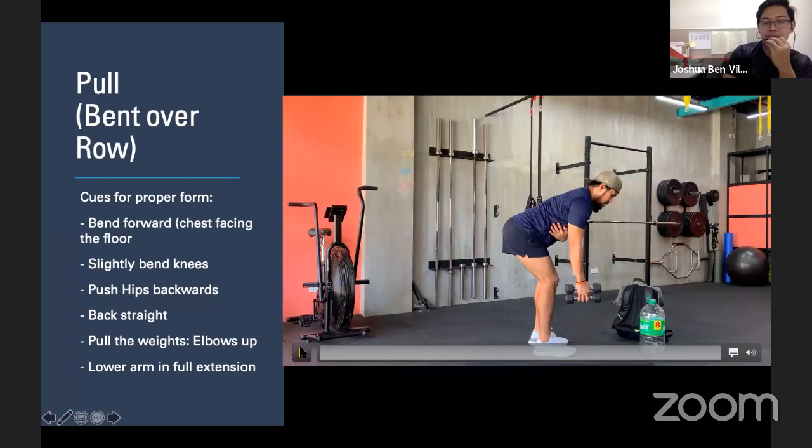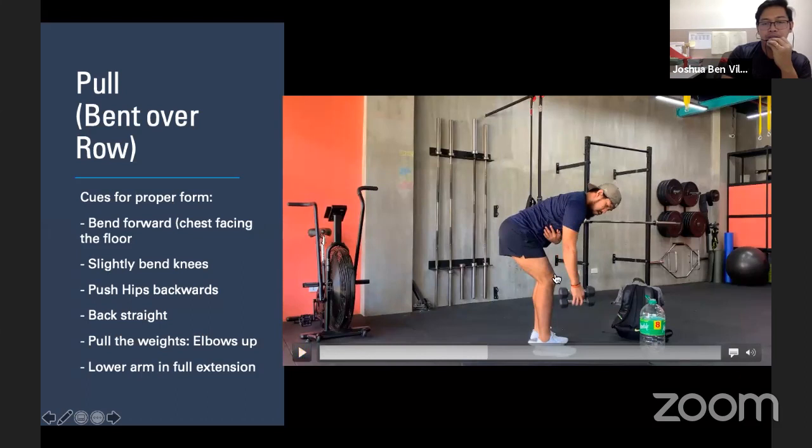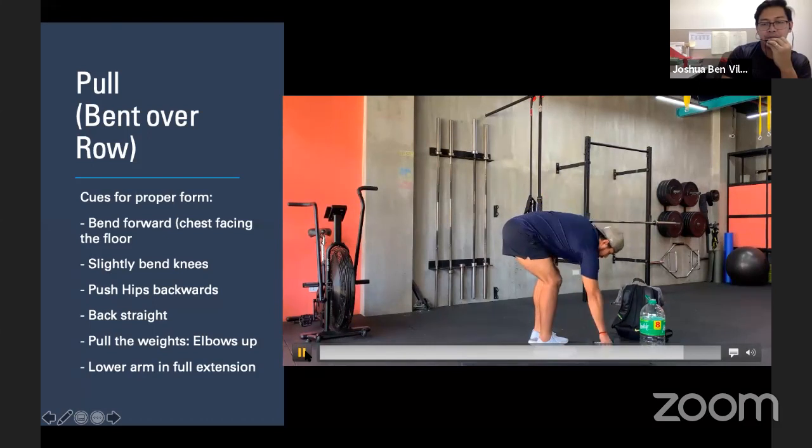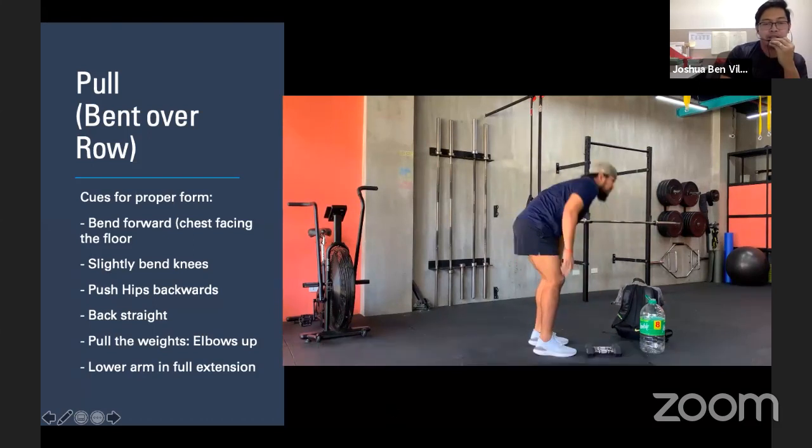Okay, I will play the video. Oops, as you can see here, elbow is up. You focus on the elbow. So elbows up, right? As you put it down, okay, fully extended. All right? All right, there you go. Okay? Okay, so that's our pull movement bent over rows.